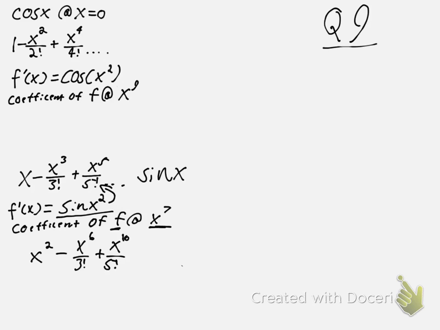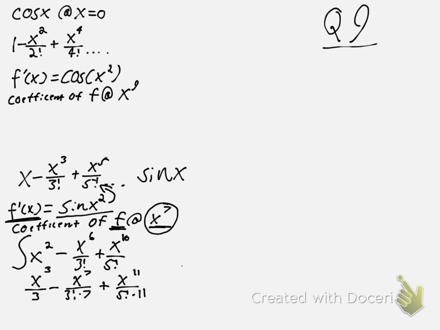And so now, one thing people might forget is that they tell us this is f prime of x, and we want f. And so for that to be true, we need to take the integral of sine of x squared. And so when we take the integral, we're going to have an x to the 3 over 3 minus an x to the 7 over 3 factorial times 7 plus an x to the 11 over 5 factorial times 11.